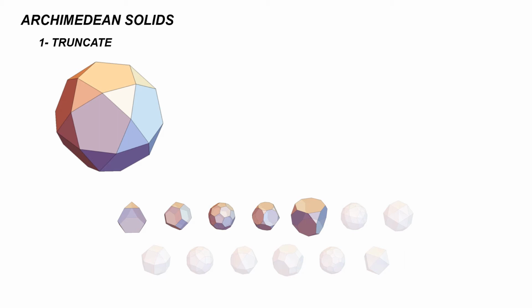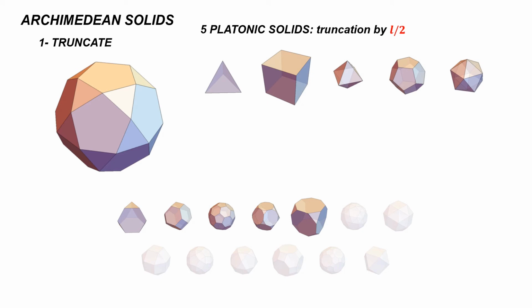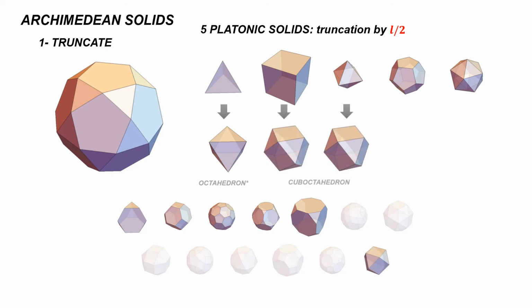name shortly. Again, let's apply truncation by an edge length L over 2 to each of the Platonic solids. Truncating a tetrahedron by L over 2 yields an octahedron, another Platonic solid. Truncating a cube or an octahedron produces a neo-Archimedean solid named cuboctahedron, simply because it can be obtained by truncating either a cube or an octahedron.